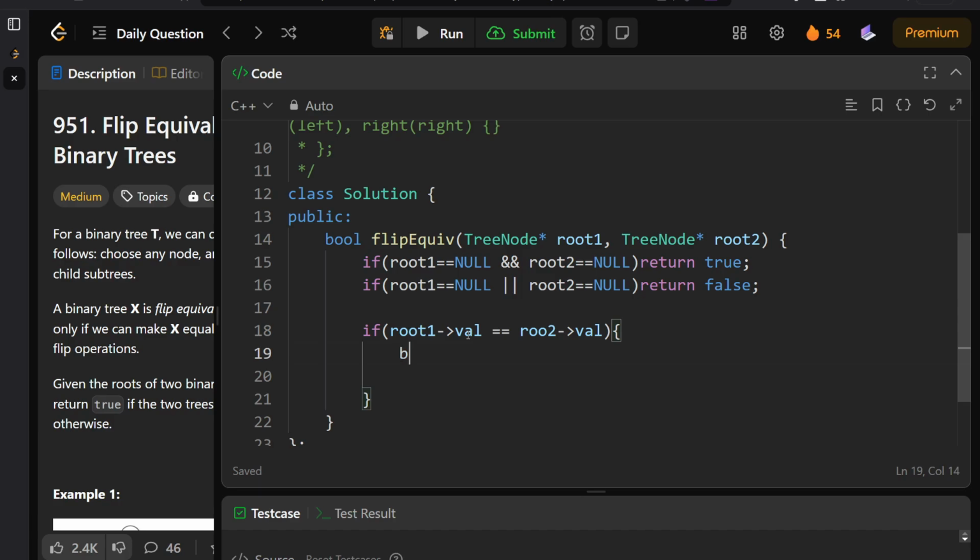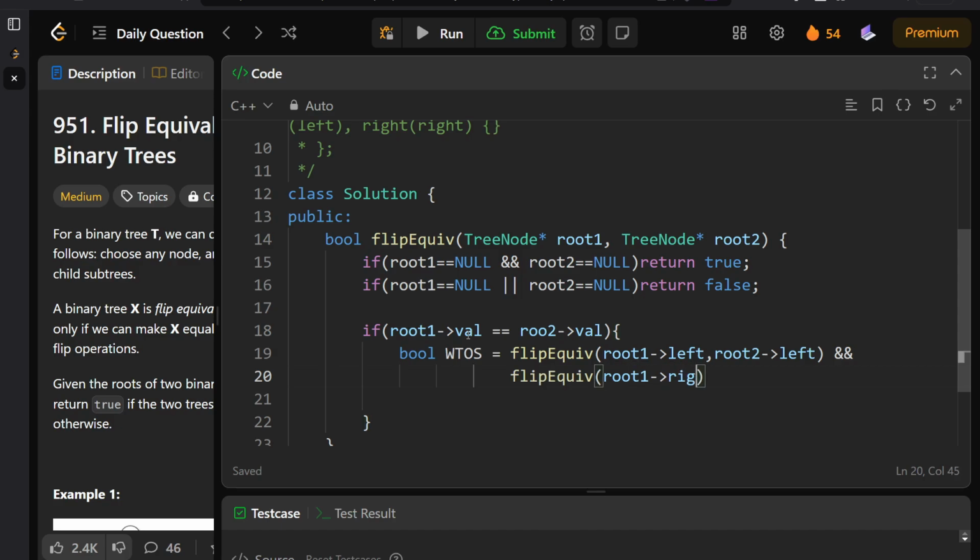What have we done? First I'm making a function without swap. We have to call the function flip equivalent, and pass root 1's left child with root 2's left child. I have faith that this function will return and check all the values in the left child of the root node. Also you have to check the right node, right? So we simply call that function again, and check root 1's right child with root 2's right child.